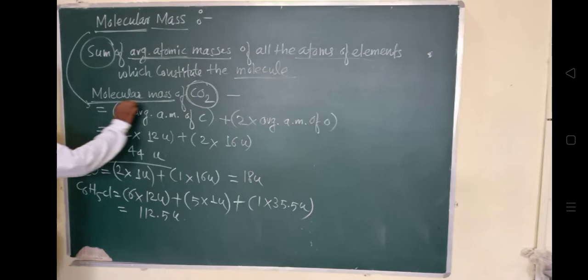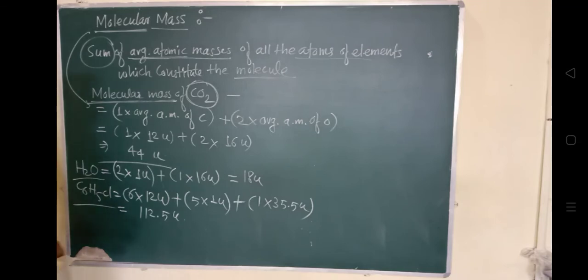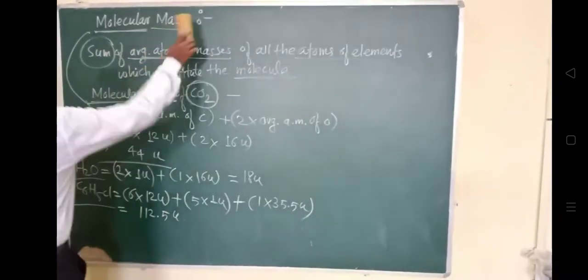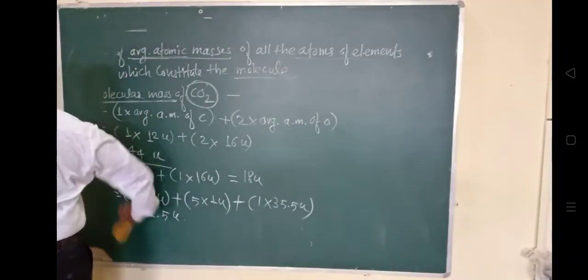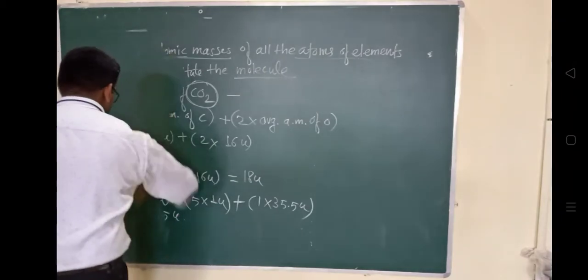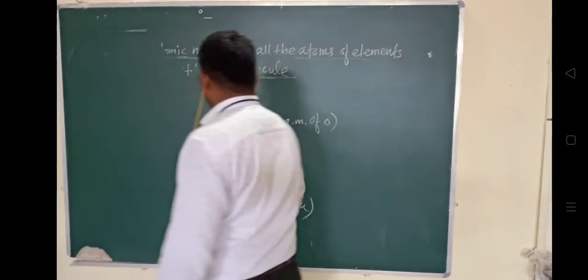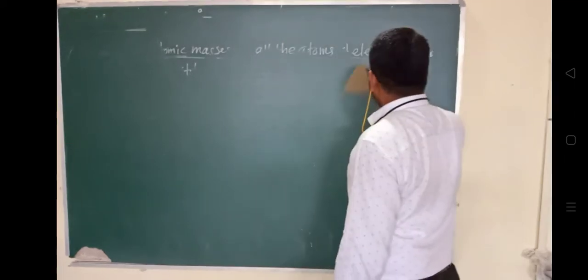So in this way, we can calculate molecular masses for different molecules. This is a simple concept about molecular mass, because a molecule consists of different atoms. So we will add all the atomic masses. Which masses will we add? The average atomic masses of all the elements taking part to form that molecule, that we will add.